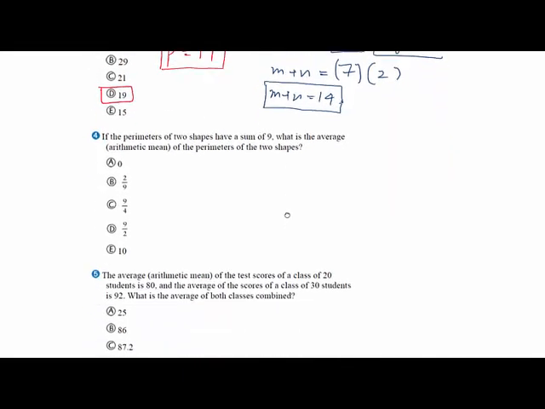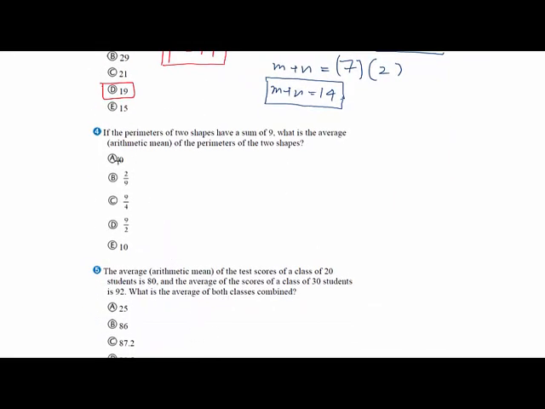Now let us see the fourth question. If the parameters of two shapes have the sum of 9, so there are two shapes, right? We know that sum is 9, and sum equals average times number of terms. In the real SAT, you can write the shortest names possible, so that you will not spend more time writing a whole bunch of things.